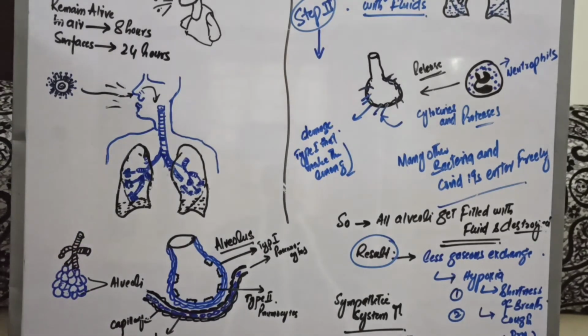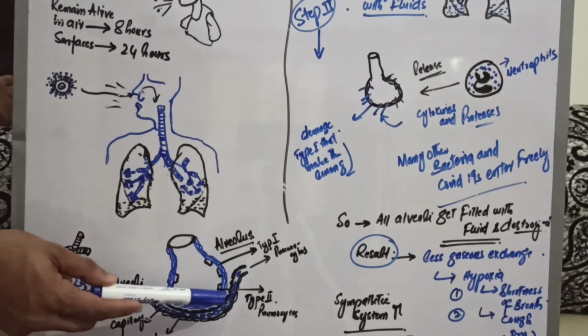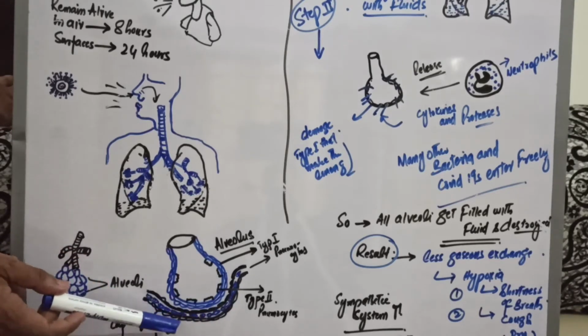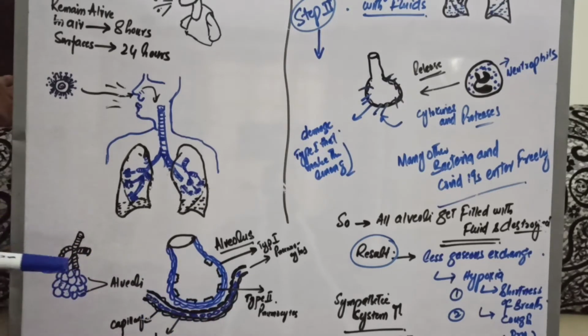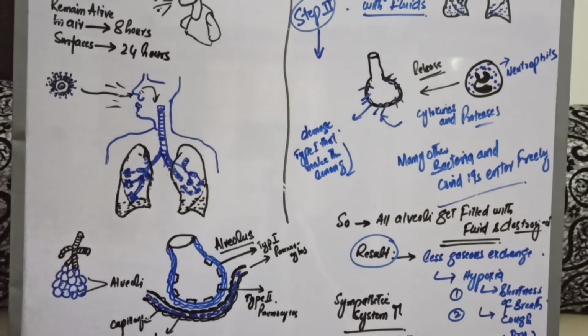If you look at the alveolar structure, a single alveolus is composed of type 1 pneumocytes and type 2 pneumocytes. The type 1 pneumocytes are the ones that make the membrane structure, and the type 2 pneumocytes are the ones that make surfactant. And the endothelial membrane is made by capillaries. So all this is the alveolar structure. We'll see how the virus goes into it and how it damages it.